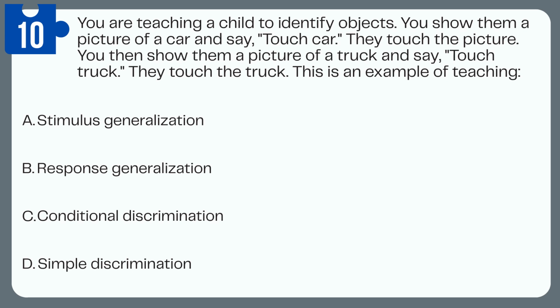Question 10. You are teaching a child to identify objects. You show them a picture of a car and say, "Touch car." They touch the picture. You then show them a picture of a truck and say, "Touch truck." They touch the truck. This is an example of teaching A. Stimulus generalization. B. Response generalization. C. Conditional discrimination. D. Simple discrimination.